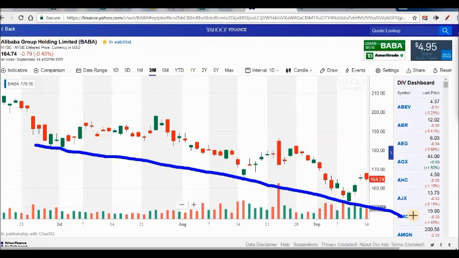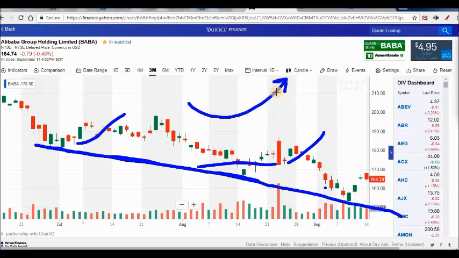Well, in the case of Alibaba, because it's attached to China and there's so much negative news on China, sometimes support lines just aren't going to hold. But you could see every time it hits that support line, we do get a bounce. It just fails to hold and it just sells off even more. So at this point, I bought Alibaba down here where I thought we might get that rally back towards 180.